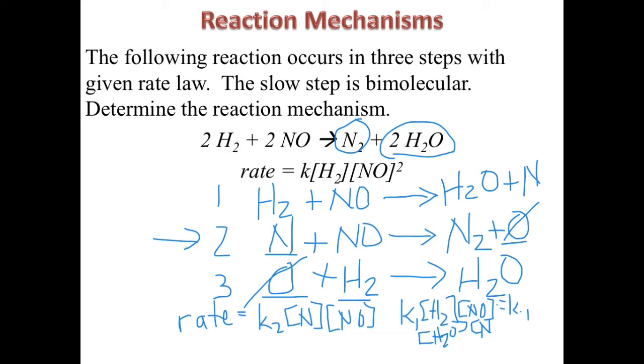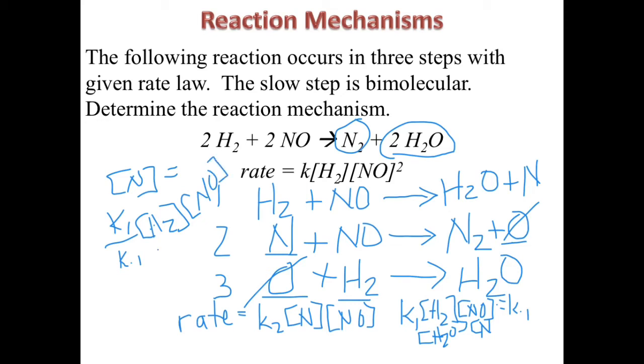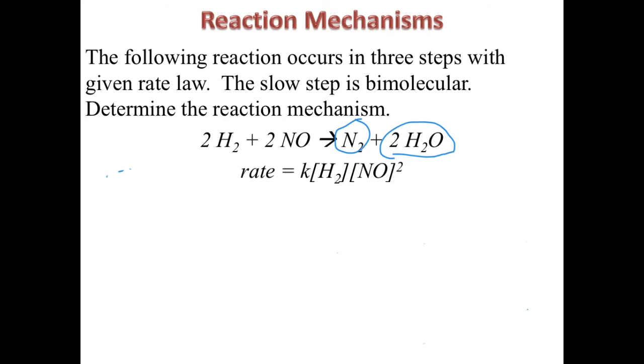Let me make myself a little bit of space over here. Get rid of that. And we end up with the concentration of nitrogen equals K1 over K minus 1 times the concentration of hydrogen times the concentration of NO divided by the concentration of H2O. But that leaves us with a problem, and that is, if I substitute all of this into the rate law, we end up with a hydrogen in the denominator, and that's not what we want. So, as you can see, creating a reaction mechanism can be a little bit difficult.